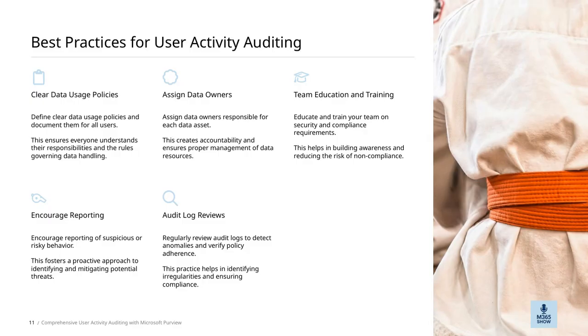Let's talk about best practices for user activity auditing. First, it's crucial to regularly review audit logs. This helps us detect any anomalies or unusual activity and verify that our policies are being followed. Staying on top of this ensures we catch issues early and maintain compliance.